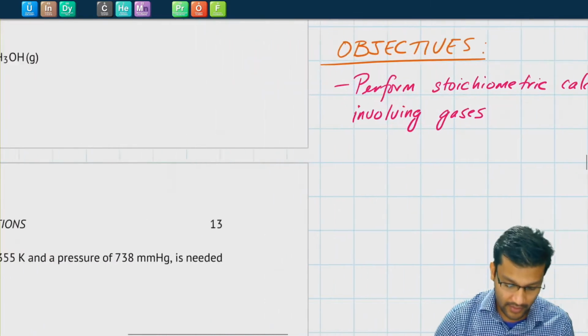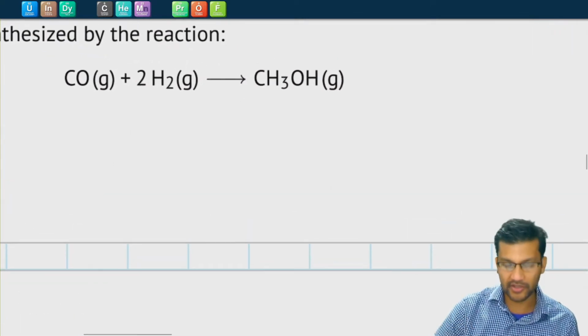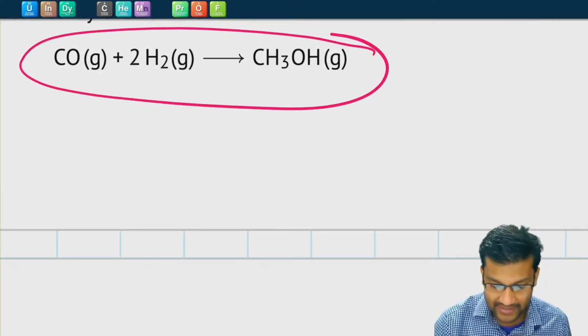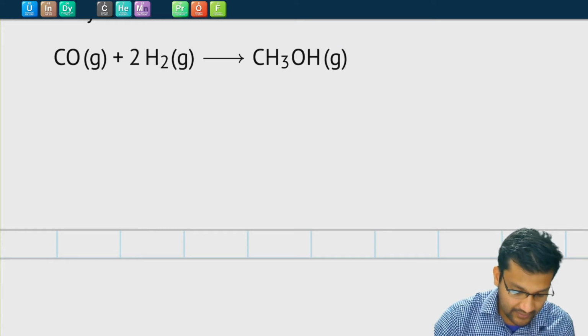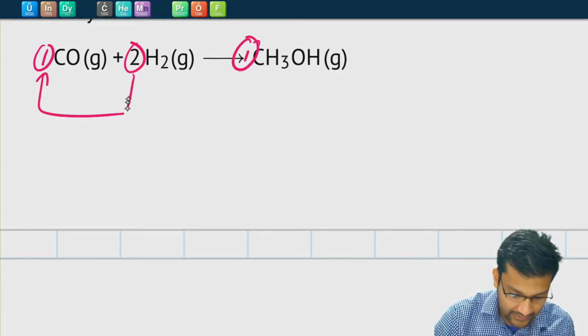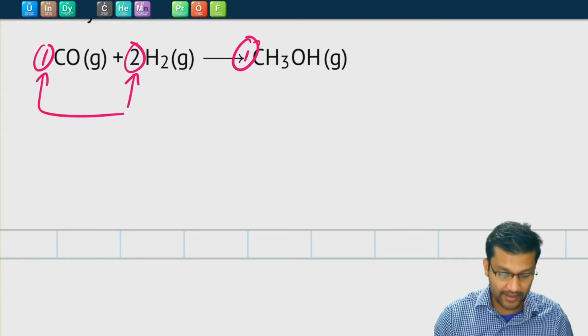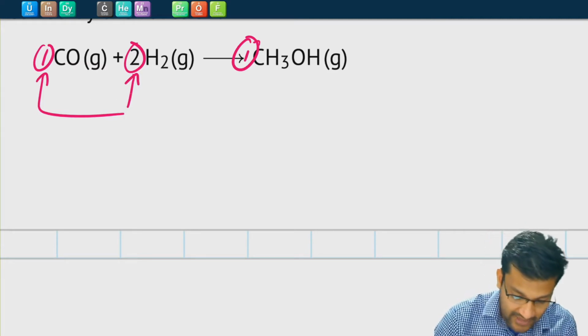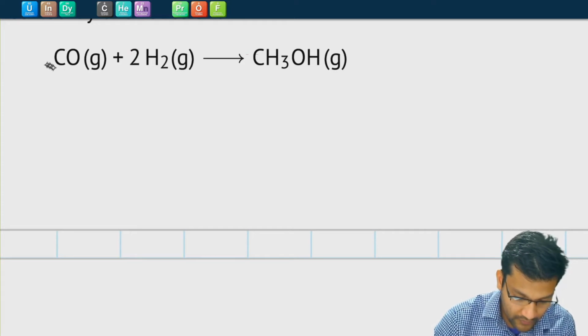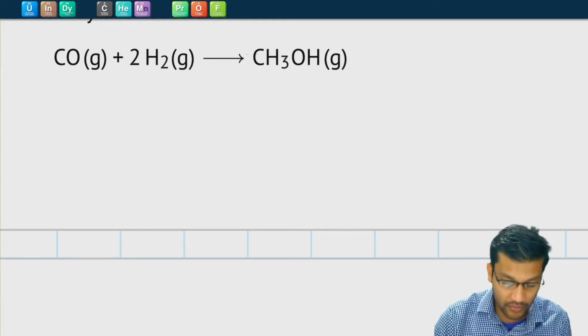Let's get started. Earlier in the semester, we talked about stoichiometry, which always requires a balanced chemical reaction, and we stated that the stoichiometric coefficients, where they're not written, are implied to be 1. These give us the ratios between the number of moles needed to carry out the reaction. For example, for this reaction to proceed, 1 mole of carbon monoxide will react with 2 moles of hydrogen gas to form 1 mole of methanol.